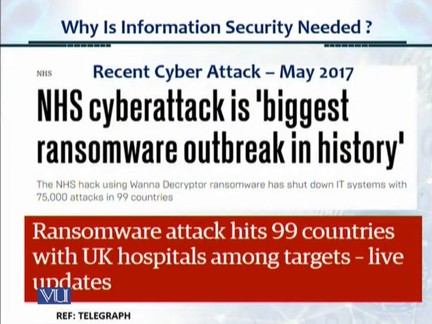Now let's look at another example while we talk about why information security is needed. As recent as May 14th, 2017, there was a huge attack all over the world, by the name of WannaCry, which is WANNACRY. And this was a ransomware attack which affected almost 100 countries all over the world, and specifically in the UK, the National Health Service, or the NHS system of UK hospitals was targeted, and it also affected other major organizations all around the world. As you can see on the screen, there were more than 75,000 attacks which happened in 99 countries.